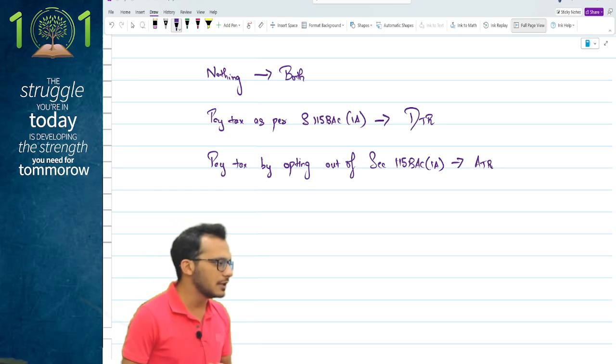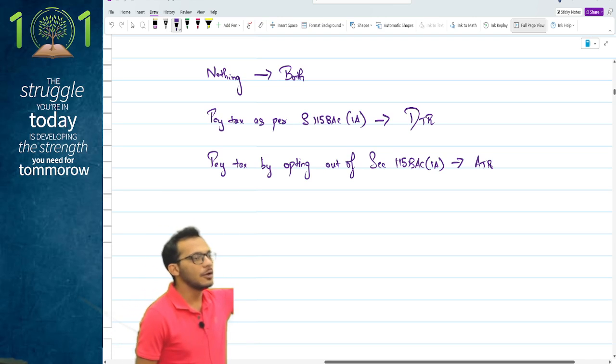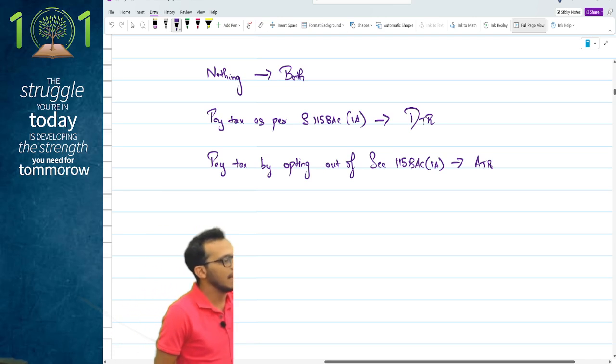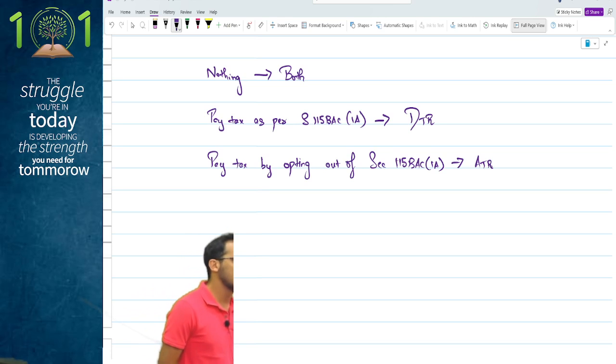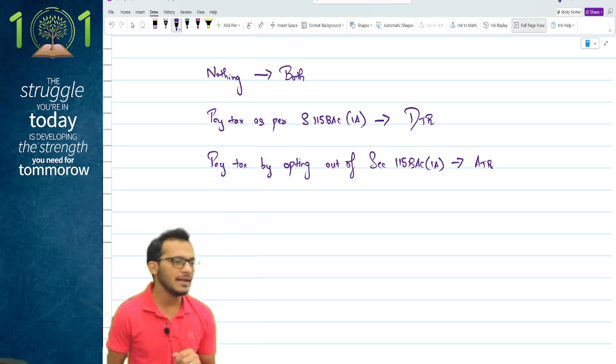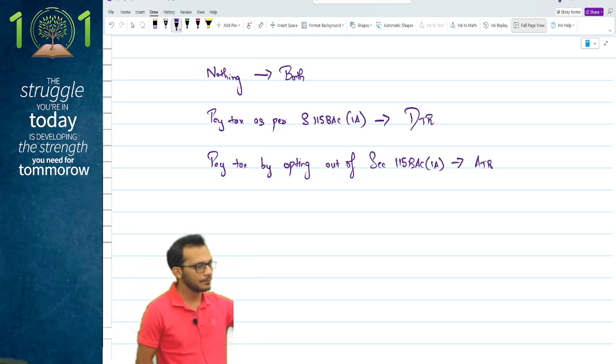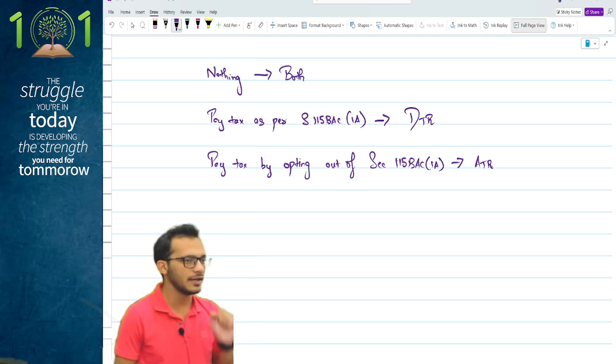Wordings are extremely crucial in exam, people. In both the places, you will see 115BAC 1A only. It is only about the English which will change. If they say paying tax as per, then it is default. If they say paying tax opting out of, then it is alternate. Yes or no? Apart from that, in exam, they will generally not use the word alternate regime or default regime. They will use this English only, because it becomes confusing at a certain point of time.